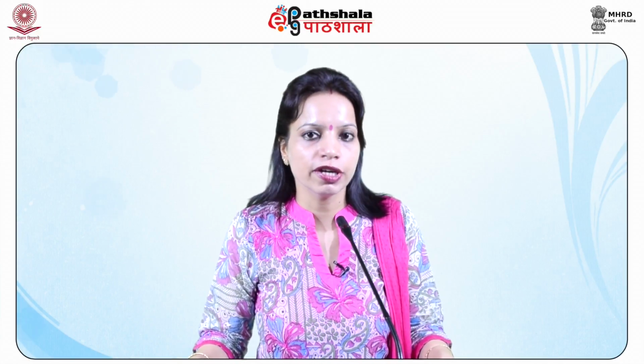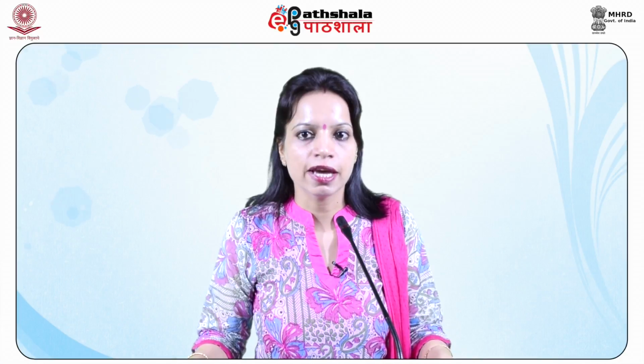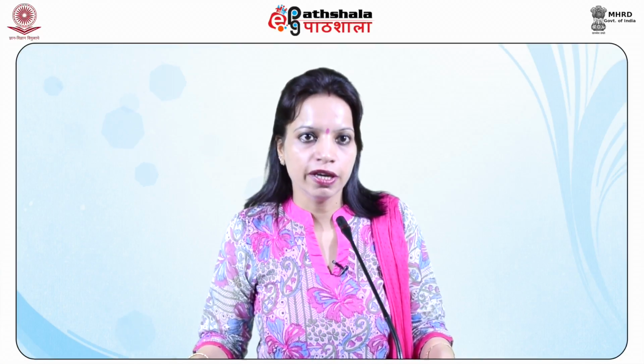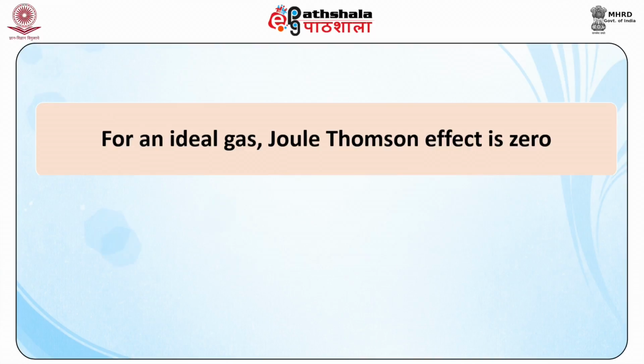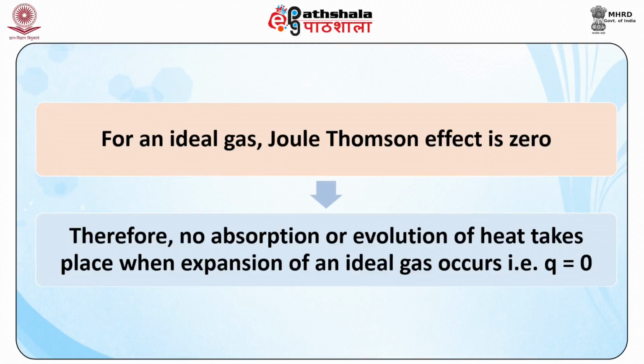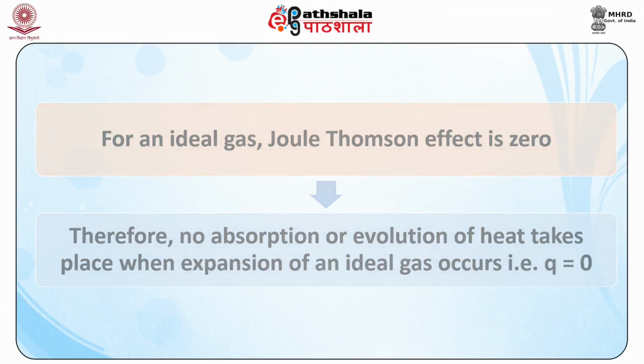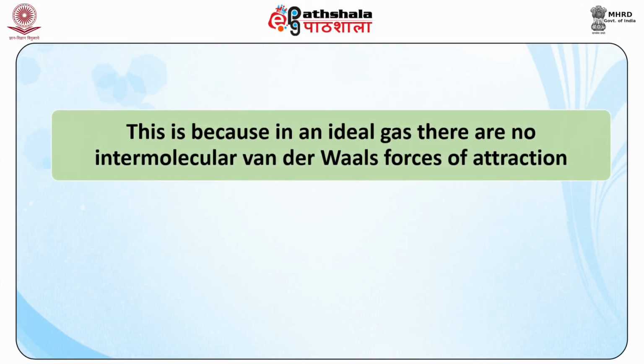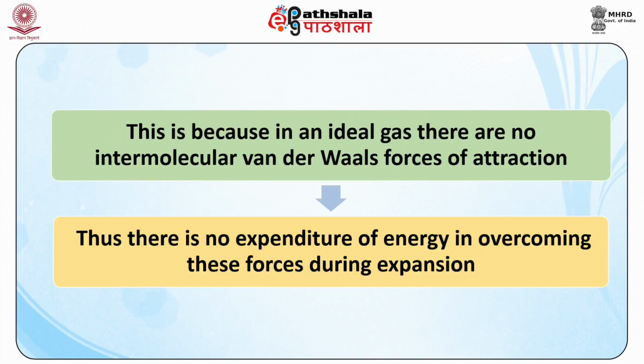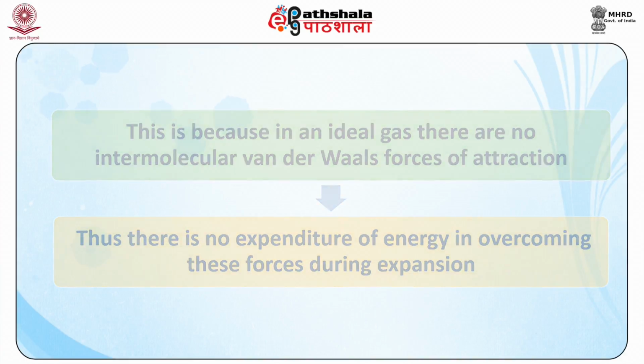The Joule-Thomson effect is very small when a gas approaches ideal behavior. Thus, for an ideal gas, Joule-Thomson effect is zero. Therefore, no absorption or evolution of heat takes place when expansion of an ideal gas occurs, that is Q equal to 0. This is because in an ideal gas there are no intermolecular van der Waals forces of attraction. Thus, there is no expenditure of energy in overcoming these forces during expansion.